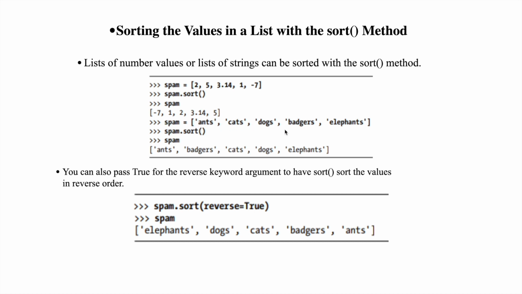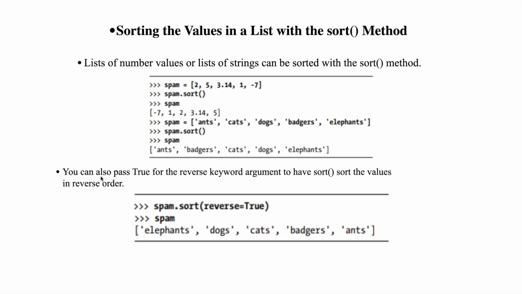Next, not only integers, you can sort strings also. Now see, spam dot sort. It is going to sort the strings based on the alphabetical order. You can see A, B, C, D, E. See, ant starts from A, bad girls starts from B, cat starts from C, dog starts from D, elephant starts from E. So based on the alphabetical order, it's going to sort the strings.